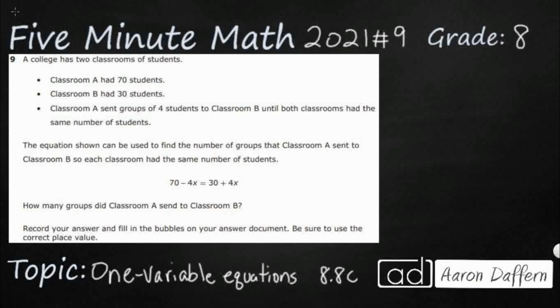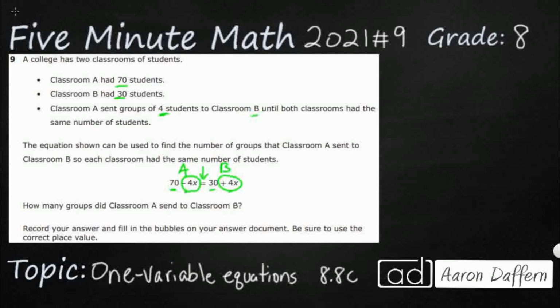So we've got two different college classrooms here. College classroom A, so I'm assuming that's going to be the left side here, 70 students. College classroom B, 30 students. And then A is going to send groups of 4 to classroom B. So that's why you've got a minus 4x and then a plus 4x. Even though they only give you this one number 4, if you're taking it away from classroom A, minus 4x, you're at the same time adding it to classroom B, plus 4x, till they have the same number of students. So that's why we've got this equal sign right here.